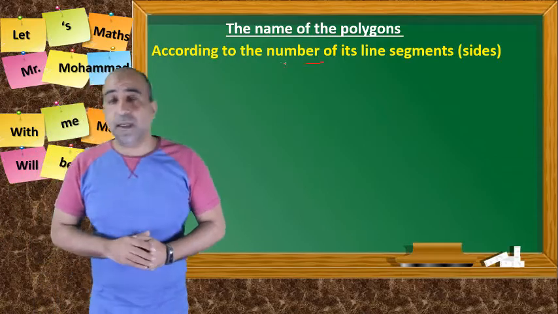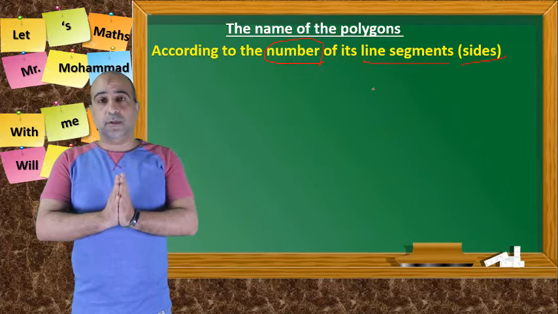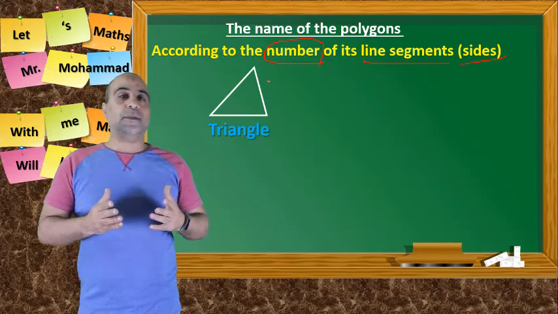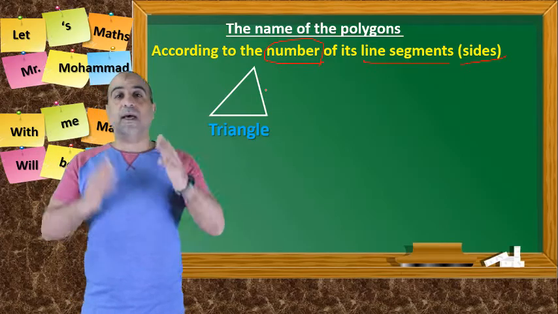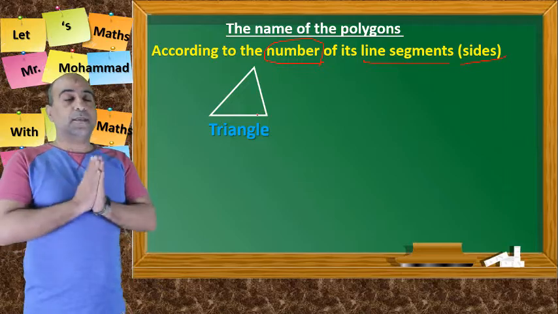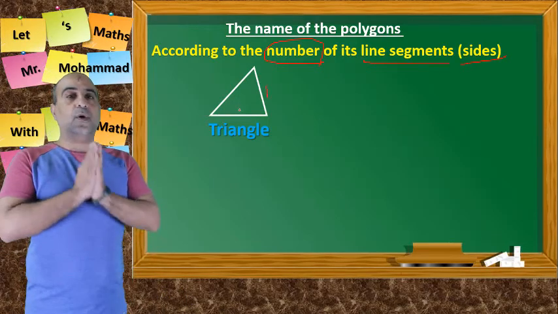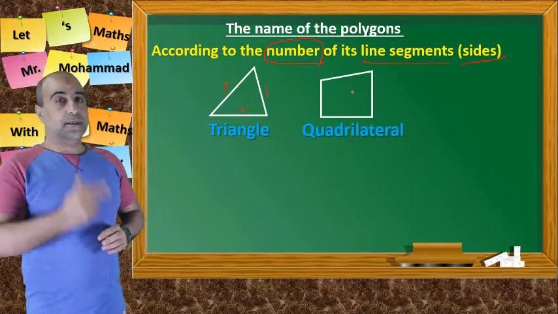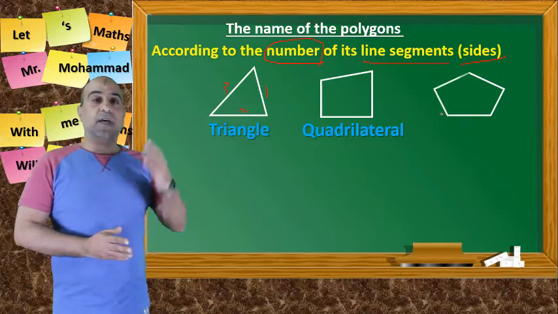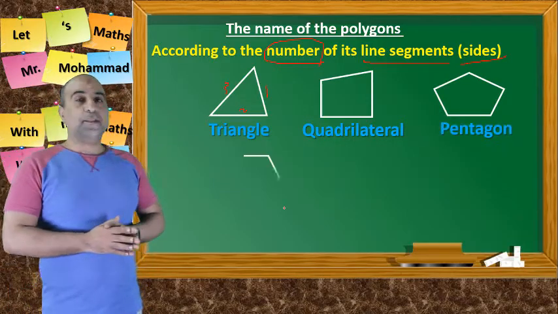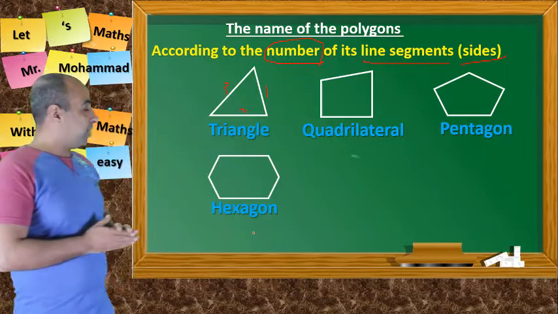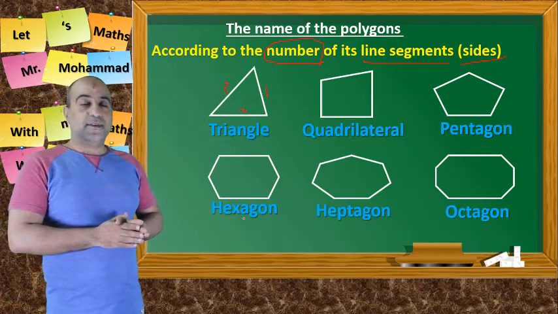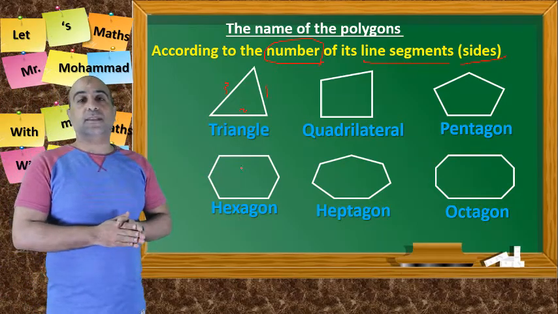Now let's see how we can name the polygons. We name the polygons according to the number of their sides. For example, we name the triangle a triangle because it has 3 line segments or 3 sides. The line segment in the polygon is called a side or a leg. The triangle has 3 sides or 3 legs. The quadrilateral has 4 sides or 4 legs. The pentagon has 5 sides or 5 legs. Hexagon, 6 sides. Heptagon, 7 sides, and finally octagon, which has 8 sides.